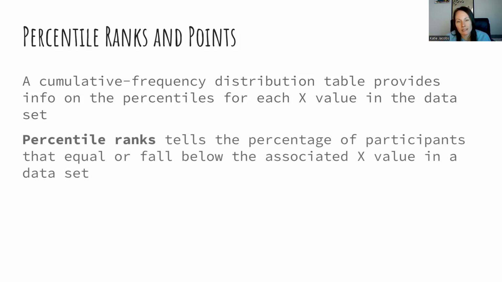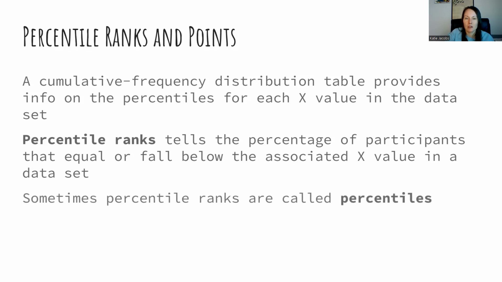So percentile ranks tell us the percentage of participants that equal or fall below the associated X value in our data set. Sometimes we hear percentile ranks called percentiles, okay? Most of the time people are going to call them percentile ranks because there's something else that we're going to talk about in a minute that might be confused, but sometimes people will call them percentiles. So if you've ever heard someone say, hey, I'm in the 50th percentile, that means they're average, okay?